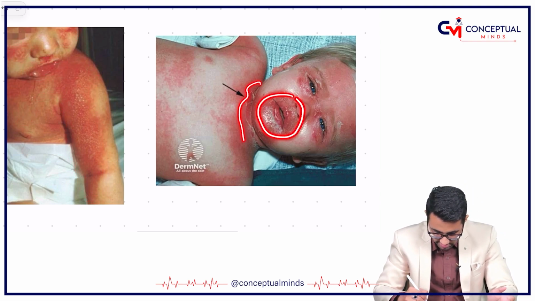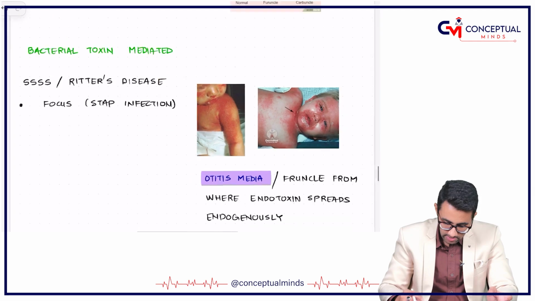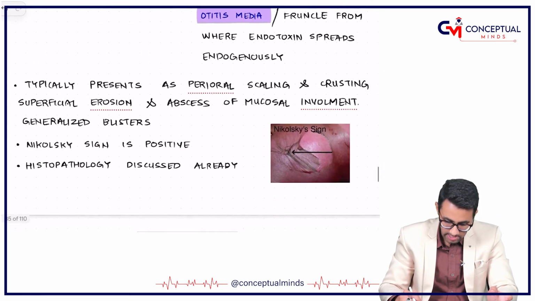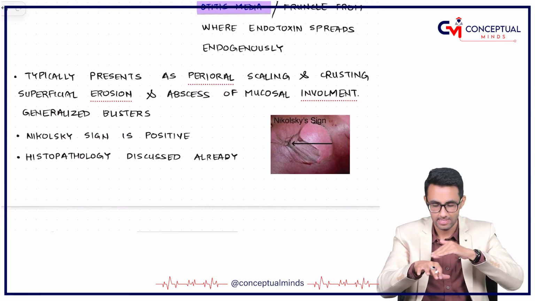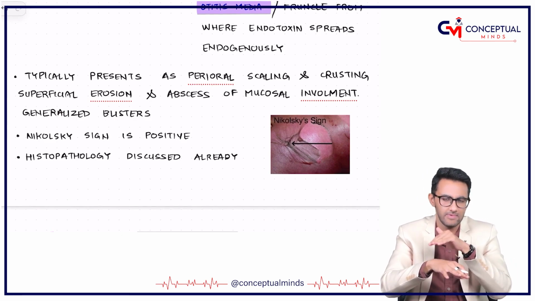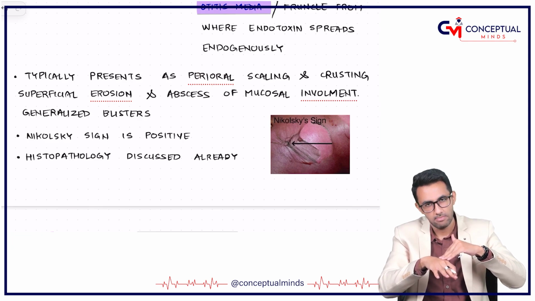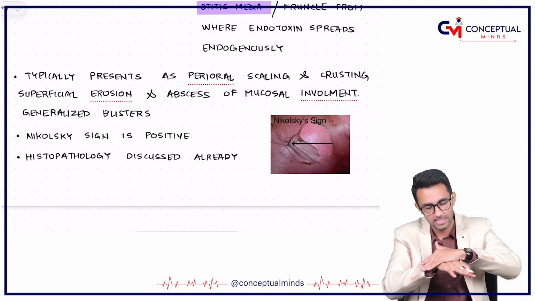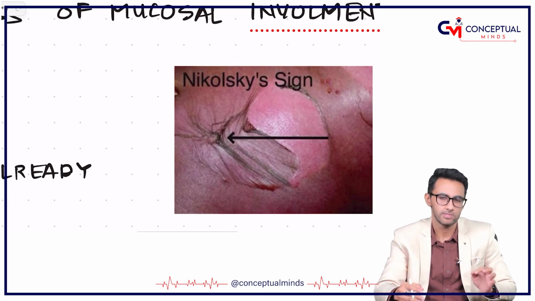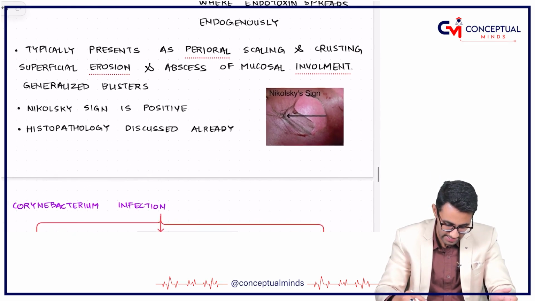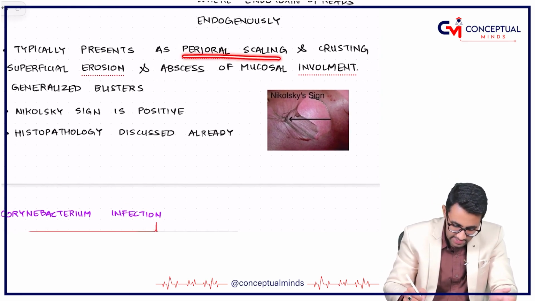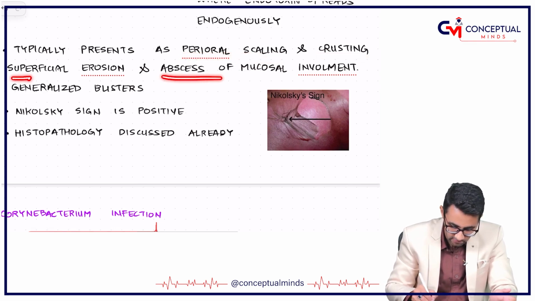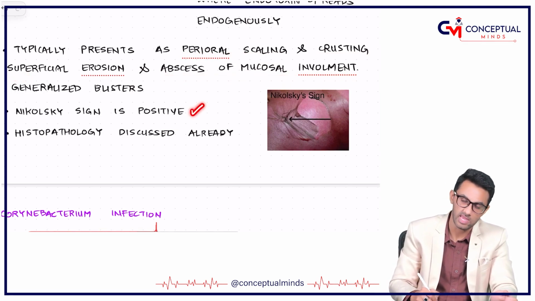What is happening is the skin is getting scuffed off. It is a sign we discussed before, the Nikolsky sign. If we apply a tangential pressure to the blister and it just slides off, it is a positive Nikolsky sign. As simple as that. So there is perioral scaling, crust, superficial erosions, and absence of mucosal involvement. And the Nikolsky sign is positive as we just discussed.